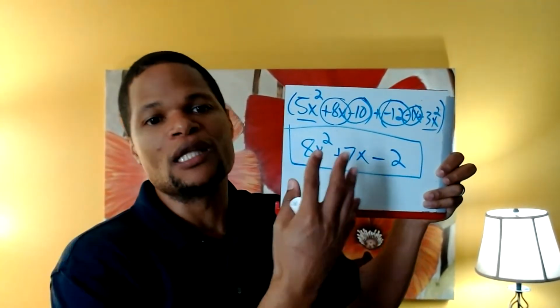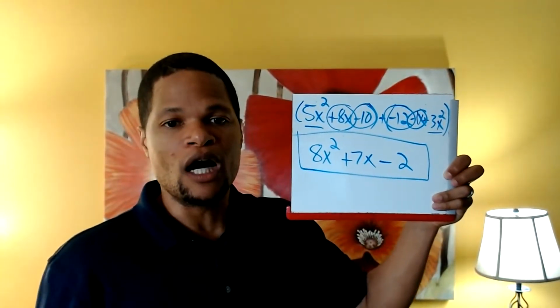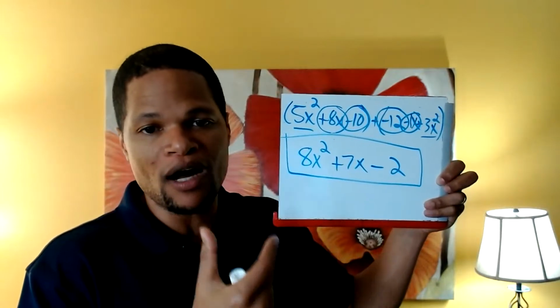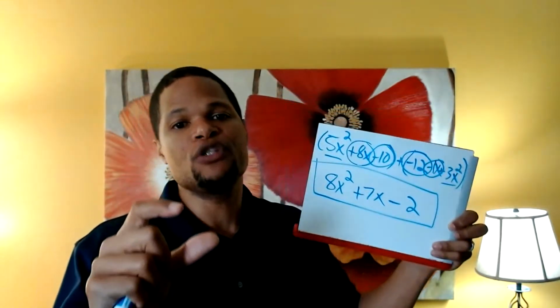Okay, so this is just a little walkthrough. It's a quick one. You can replay it and watch it as much as you need to on how you add polynomials. You have to pay attention to them being the same variable and the same degree in order to consider them like terms and to combine them together.